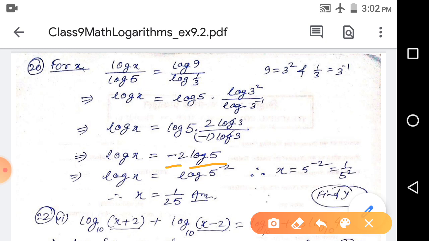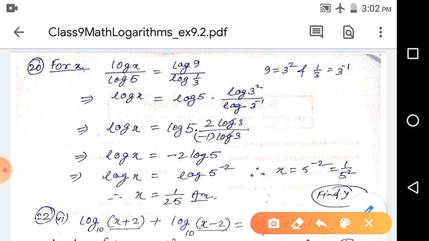So minus 2 log 5 is what we have in the RHS part, and in the left hand side we have log x. Log x remains as it is, and here we can write by using the power law. Here we have the multiple minus 2, which can be taken as the power by using the power law, so this will be 5 to the power minus 2.